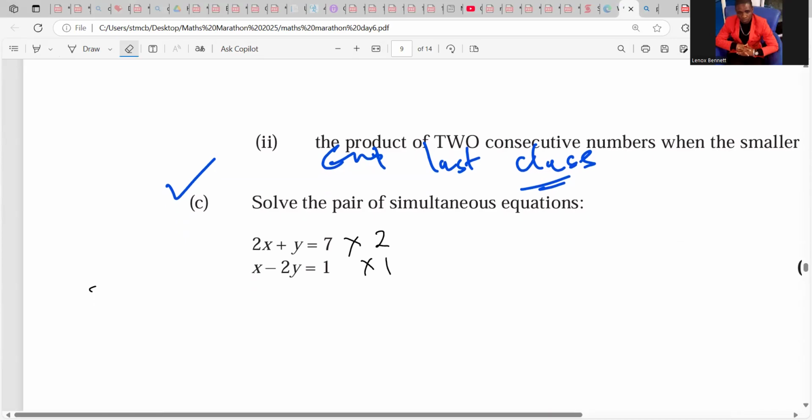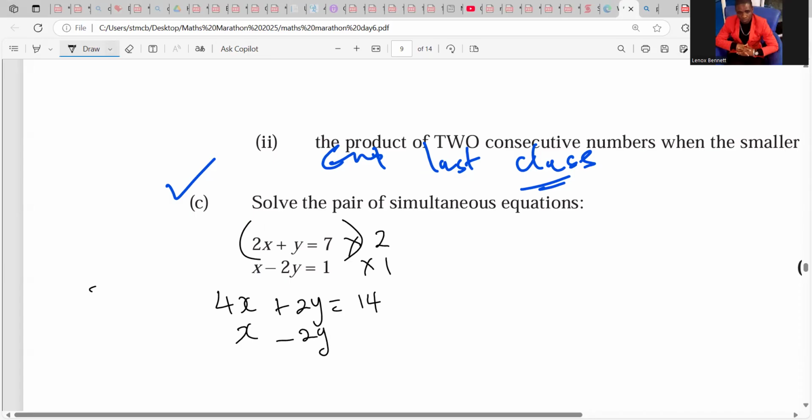So 2 times 2, that's 4x. 2 times y, 2y. 2 times 7, 14. So multiply everything by 2. Everything by 1 now. 1 times x, 1x. 1 times 2y, negative 2y. See it? Both of them have the 2 in front of them. 1 times 1, 1.